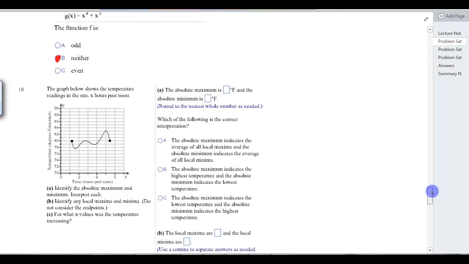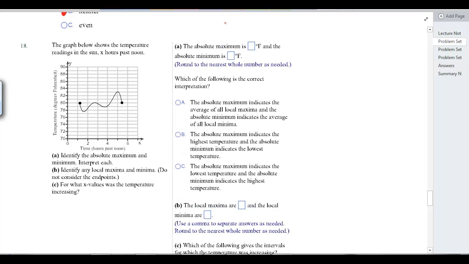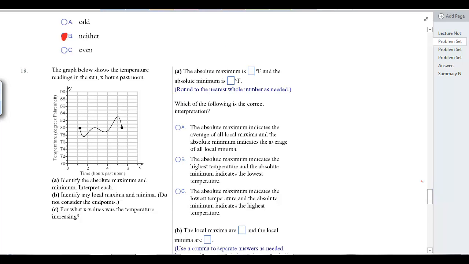All right, number 18 is a graph, and we're going to do some analysis. We may need to make this a little bit bigger for you to see, but you'll be seeing it on your lecture notes. The graph shows the temperature readings in the sun x hours past noon. So here's the hours past noon, and here's your temperatures. For the absolute max, that's the y value that's the highest point. So here we go, and that would be at 83. It does say round to the nearest whole number if we don't end up on a whole number. The absolute min is right here, and we're in between 77 and 78. We're closer, so I believe that's going to be a 78.